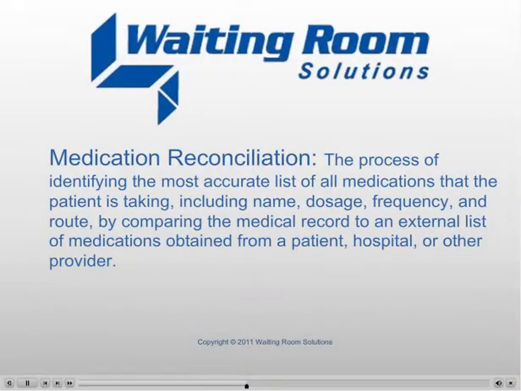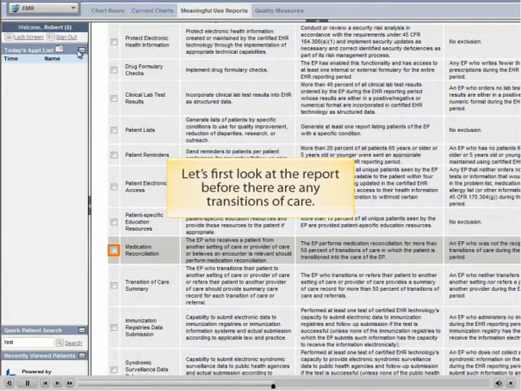Medication reconciliation: the process of identifying the most accurate list of all medications that the patient has taken, including name, dosage, frequency, and route, by comparing the medication record to an external list of medications obtained from a patient, hospital, or other provider. Let's first look at the report before there are any transitions of care.